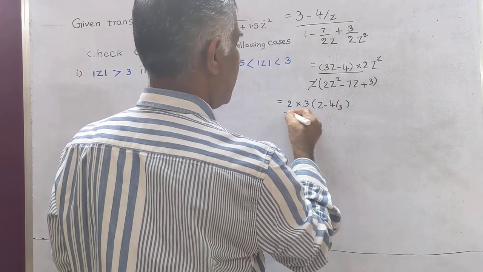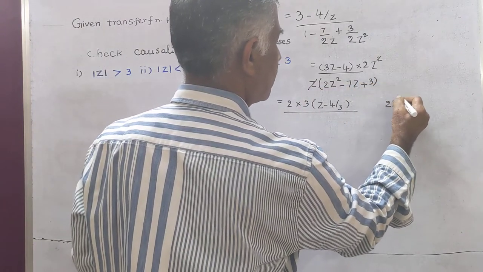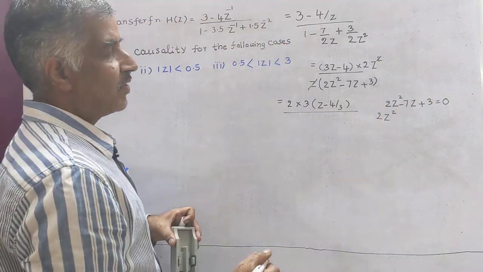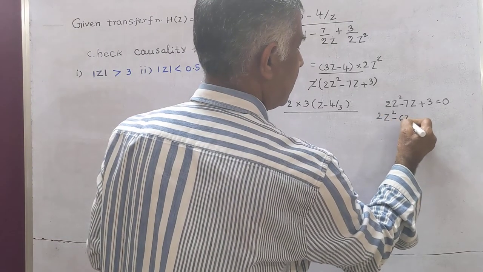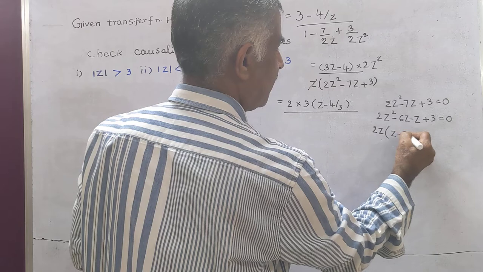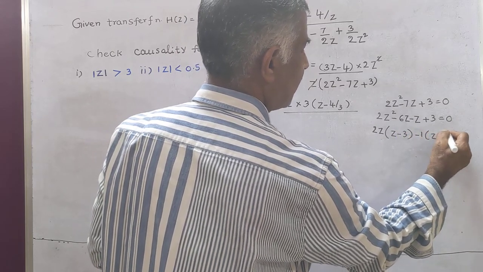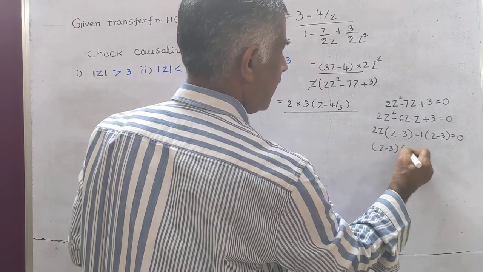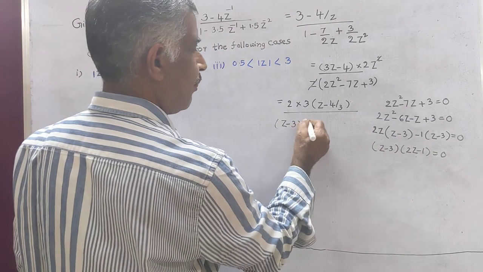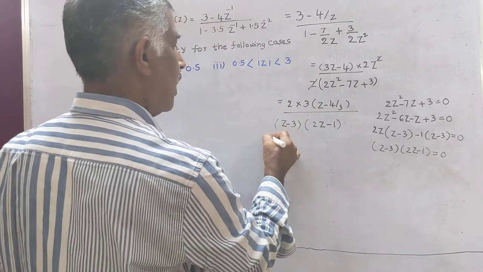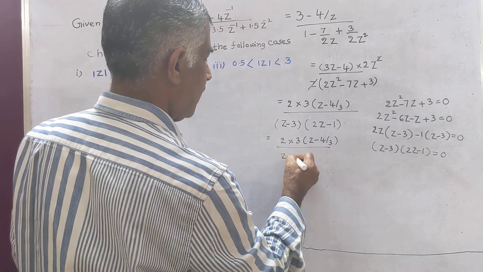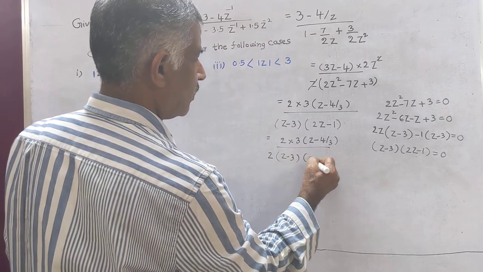divided by, factorize this: 2z square minus 7z plus 3 equal to 0. 2z square, 6 ones are 6, 6 plus 1, 7, minus 6z minus z plus 3 equal to 0, that is 2z into (z minus 3) minus 1 into (z minus 3) equal to 0, therefore (z minus 3) into (2z minus 1) equal to 0. Therefore, H(z) equals 2 into (z minus 4 by 3) divided by (z minus 3), taking 2 outside, 2 into (z minus half).